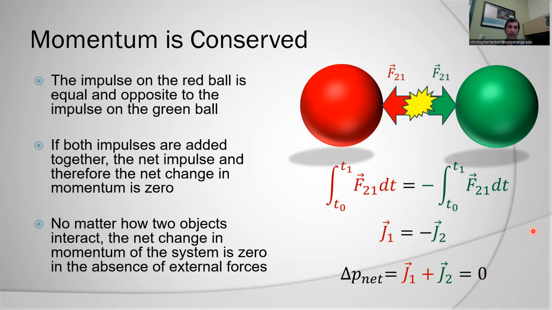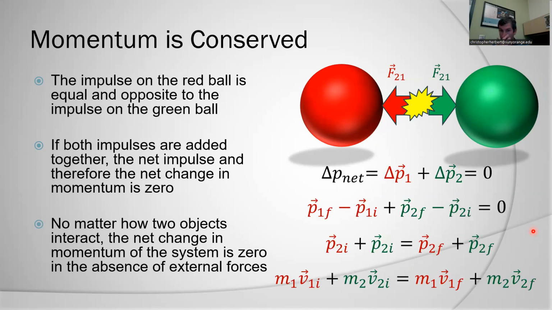So that makes it very easy to take a look at an interaction, add up what the momentum is before the interaction, add up what the momentum is after the interaction, and essentially find out anything that might not be known. So again, our net momentum change is going to be equal to the momentum change of the first object plus the momentum change of the second object. That's going to add up to be equal to zero.